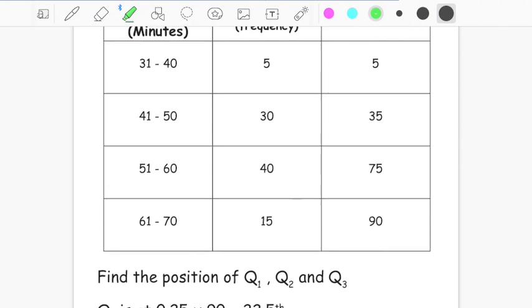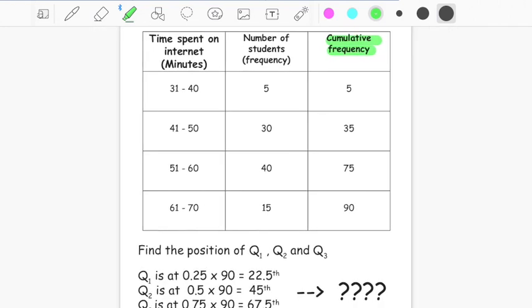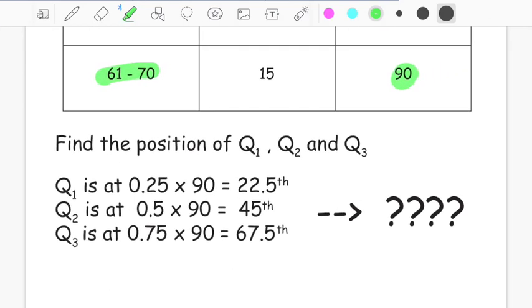Now I want to find the position. Keep in mind, use this only when data are given in classes. This is the trick. Take this number. You want to find the position of Q1. So take 90 times 0.25. This is the position of your Q1. So this is the 22.5 position.